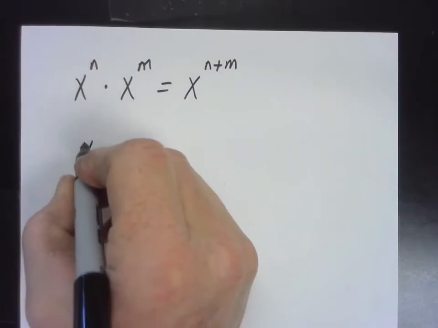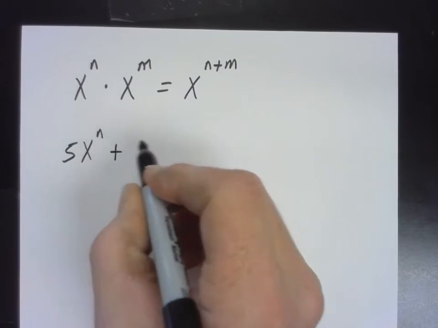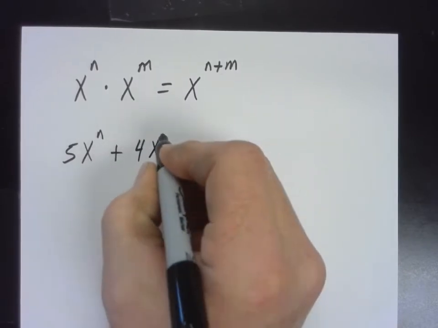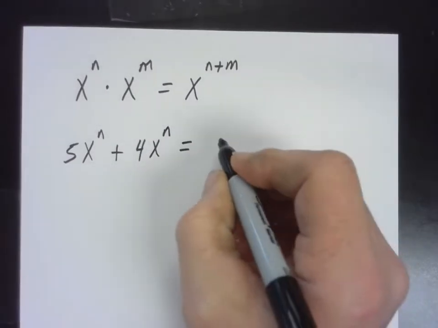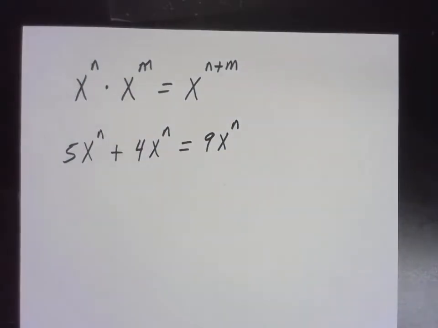And then when we're adding like terms, if we have 5x to some power plus 4x to the same power, we can put them together, but the answer has got to be a like term. If you're adding and your answer is not a like term, then you're not doing it right.